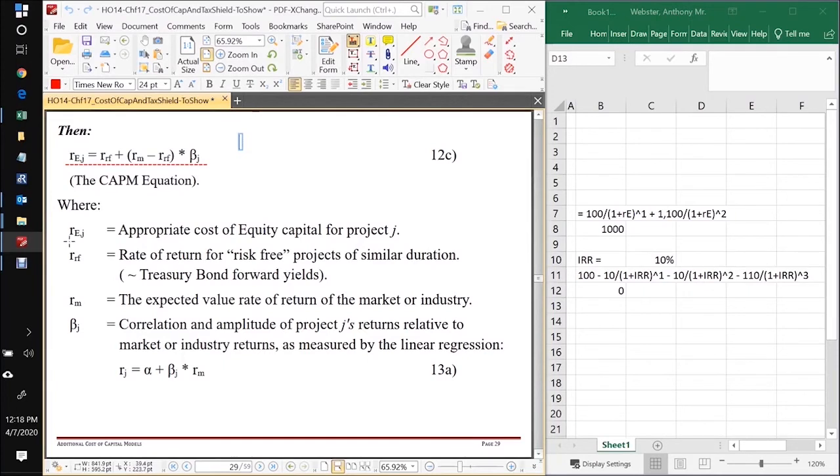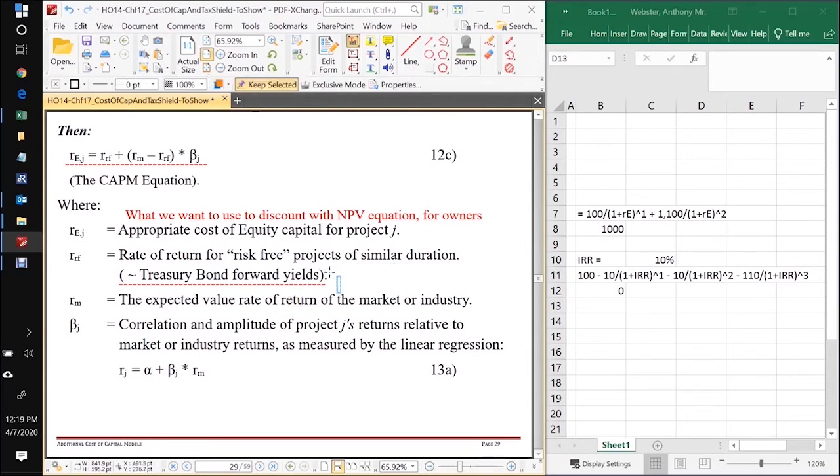And let's make sure I've got everything covered here. So we have R_E,J is the appropriate cost of equity capital for project J. It's what we want to use. So it's going to be the discount rate that we're going to use with our NPV equation for owners of a company. And R_RF is the same R_RF that it's always been for us. It's the rate of return for risk-free projects of similar duration, which we're going to measure. We've always been measuring risk-free rates by treasury bonds. So we'll continue to do that. So same as usual.